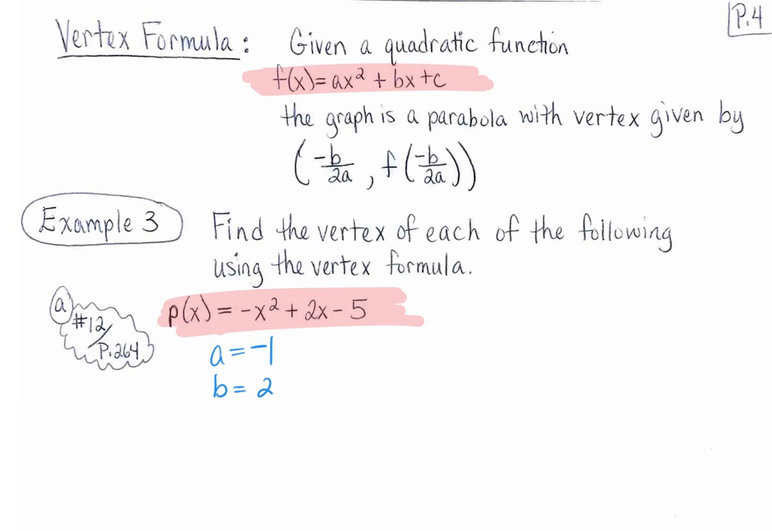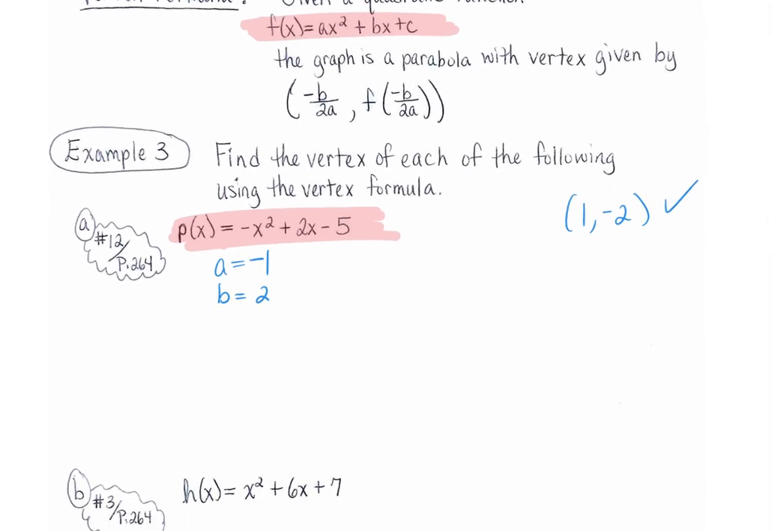So I heard 1, -2 as a possibility for the vertex, and I was asking someone to confirm. You got this too? Anyone get anything else? Did anyone get anything else? Okay, so let's check it.